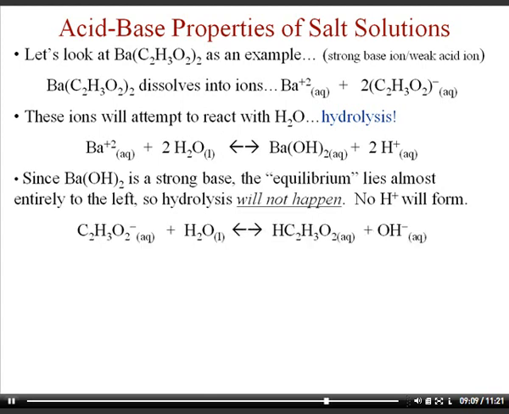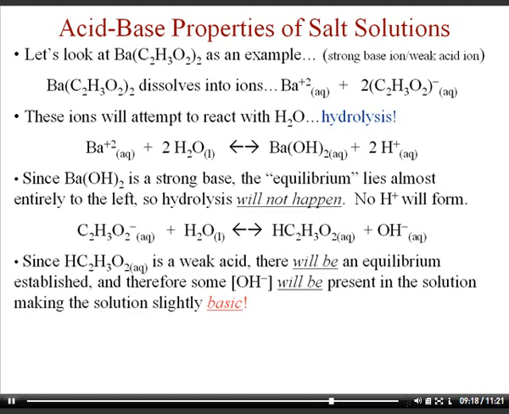Now, the acetate ion, as we've seen many times before, can react with water, and when it does, it forms the weak acid, acetic acid, and it does produce some OH- ions in the solution. So it's the acetate ion that makes the solution basic.